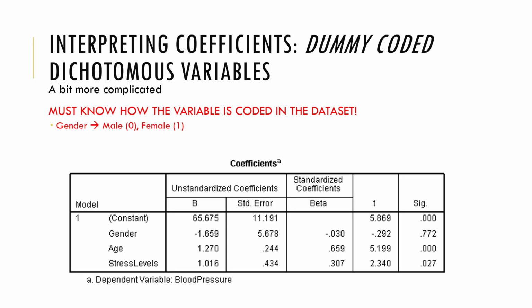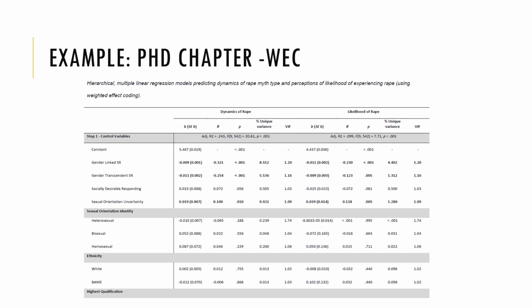So whatever is coded as 1, you think about that and you compare it to your reference category of 0. If it's a minus number, then whatever's coded 1 is scoring lower than your reference category. If it's a positive number, then whatever you've coded as 1 is scoring higher than your reference category. That's how you'd interpret it. Most commonly, that's the approach we use. As I said, if you use things like weighted effect coding or anything like that, then you have to interpret it in a slightly different way.